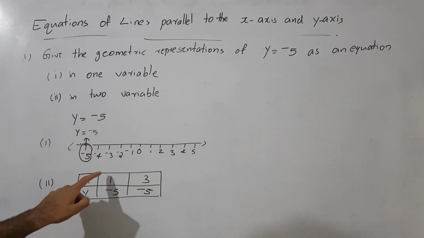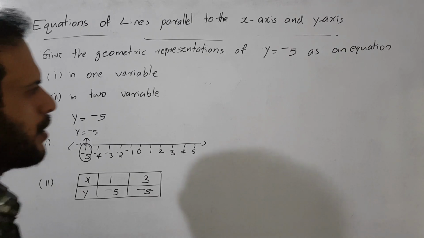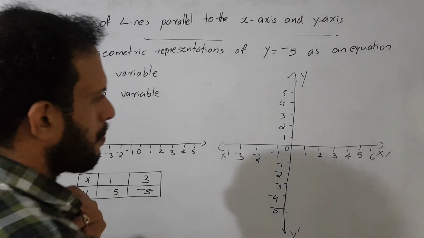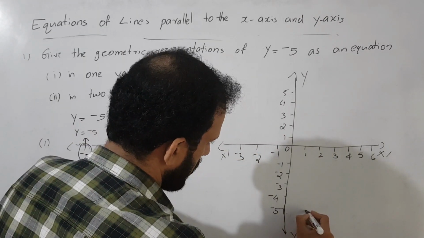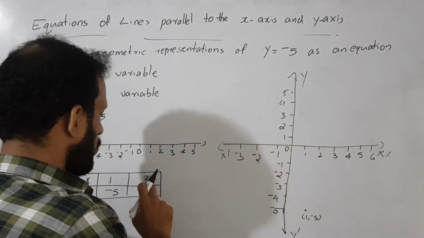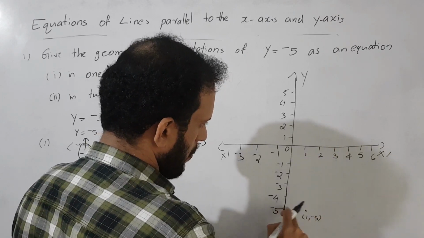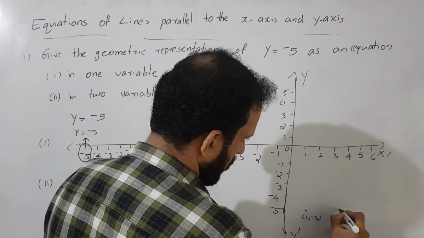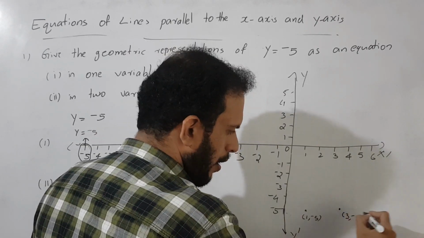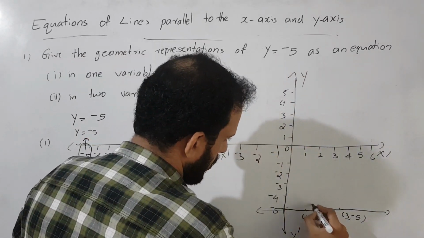I am choosing here the value of x as 1 and 3. So our first coordinate is (1, minus 5) and the second coordinate is (3, minus 5). Okay, so we are drawing the graph. The first one is (1, minus 5). 1, minus 5 means here, minus 5. Then the second coordinate is (3, minus 5). The x coordinate is 3 and minus 5. Yes, am I right? Join the points. Then what we get is the equation y is equal to minus 5.